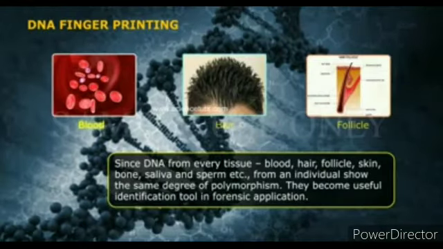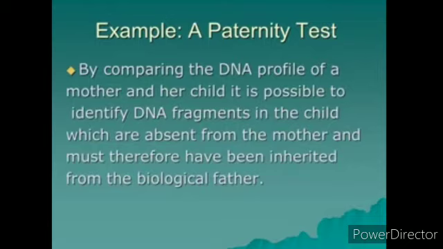Since DNA from every tissue such as blood, hair follicle, skin, bone, saliva, sperm, etc. from an individual shows the same degree of polymorphism, they become a very useful identification tool in forensic applications. Further, as the polymorphisms are inheritable from parents to children, DNA fingerprinting is the basis of paternity testing in the case of disputes. Paternity means the father.